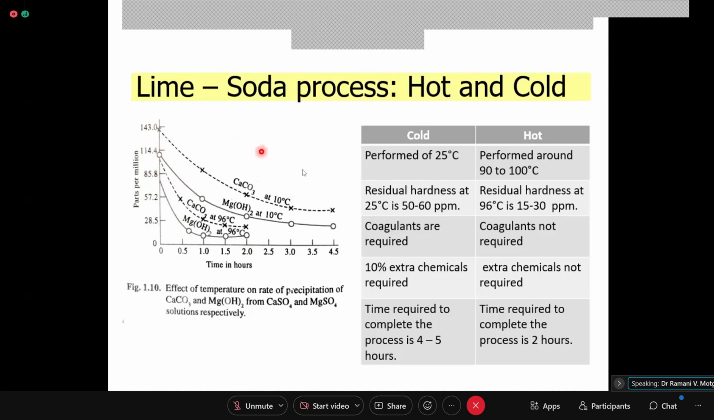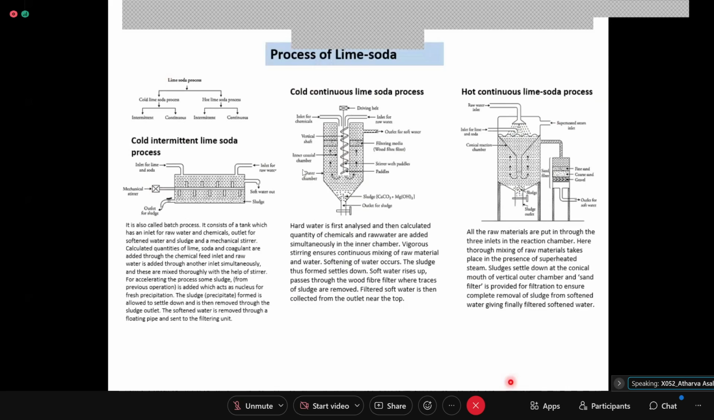This is how you can reduce the sentences, write more sentences, and draw these graphs. If a distinction between cold and hot lime soda process is asked, you can write this distinguishing table. Things are clear? So with this, the types of lime soda process are over.